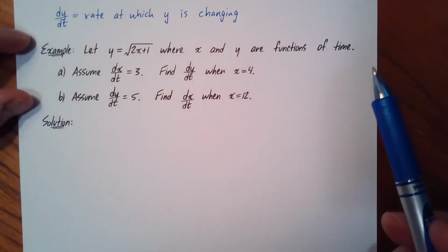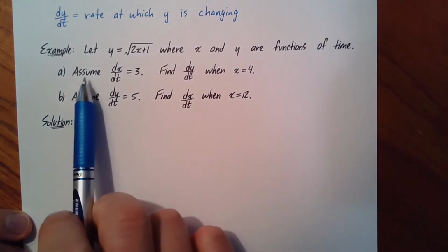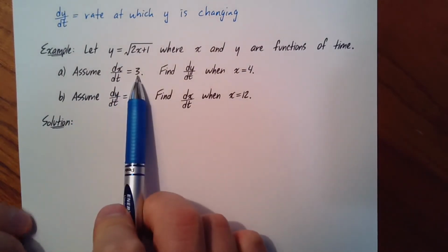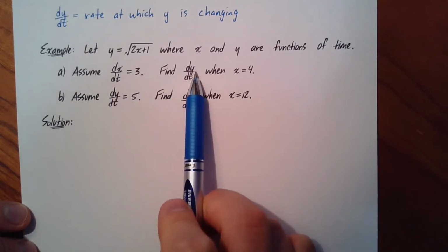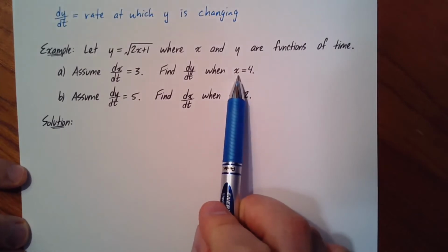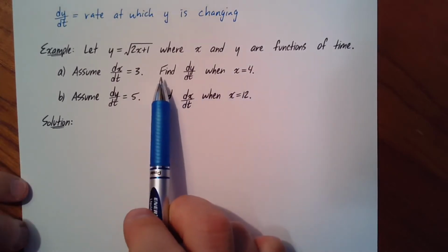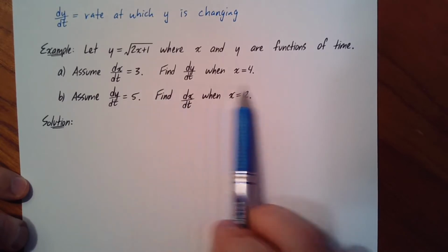But we don't have the context here, so that's why you don't see any units. Okay, but anyways, we're asked to assume that dx/dt is equal to 3 numerically, and then we're asked to find the rate at which the variable y is changing at the particular moment in time when x is equal to 4. Actually, I would really like you to pause this video after.